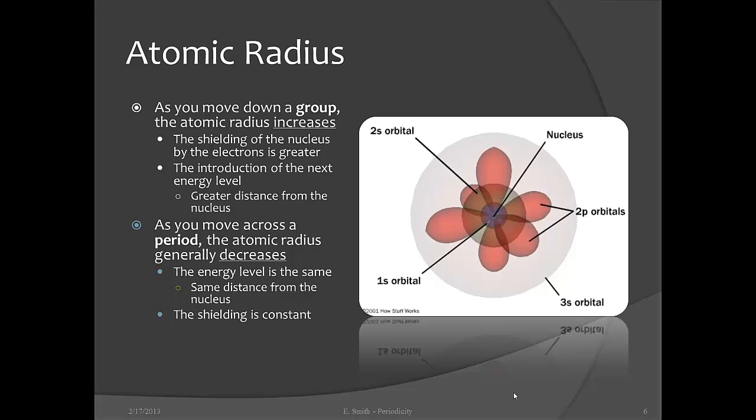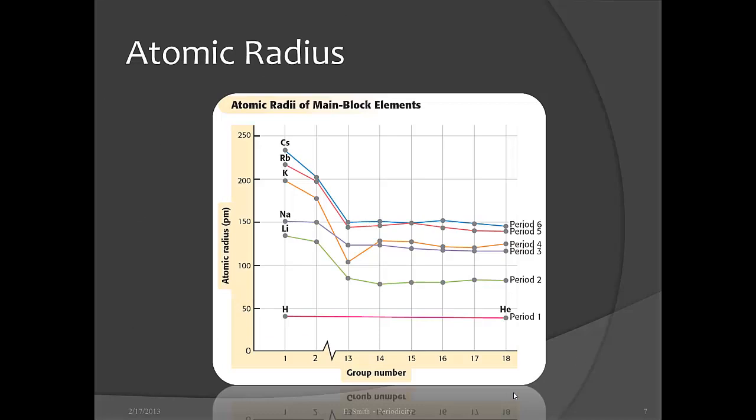So let's take a little look at a graph that might help give you a better visualization of this. You can see here that this graph blocks it apart by both periods and groups. So let's notice group 1 first. Look at hydrogen, and then look at cesium.